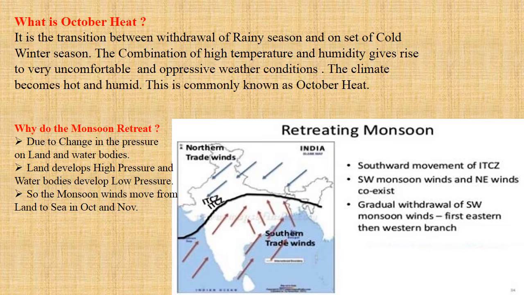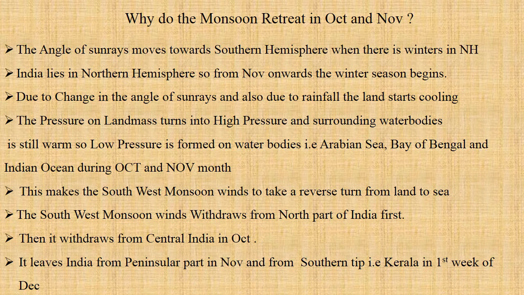Let's see the question. Why does the monsoon retreat? Due to the change in pressure on land and water body, this is one reason. The landmass develops high pressure and the water body develops low pressure. So the monsoon wind will move from land to sea in October and November. This movement of the wind from land to sea in October and November is called the retreating monsoon. Let's go to the next slide.